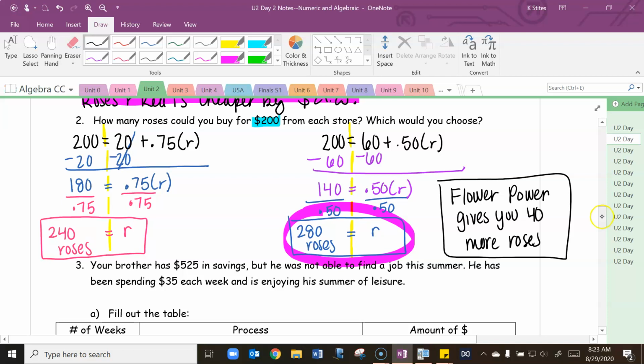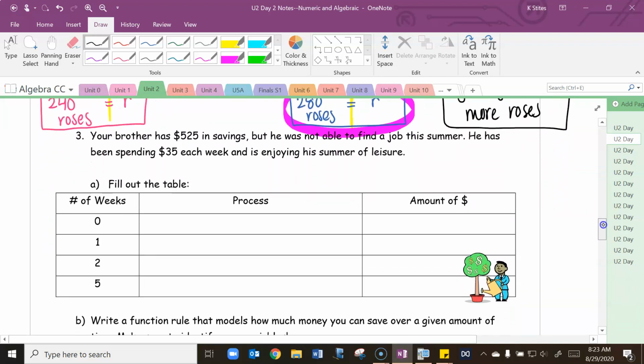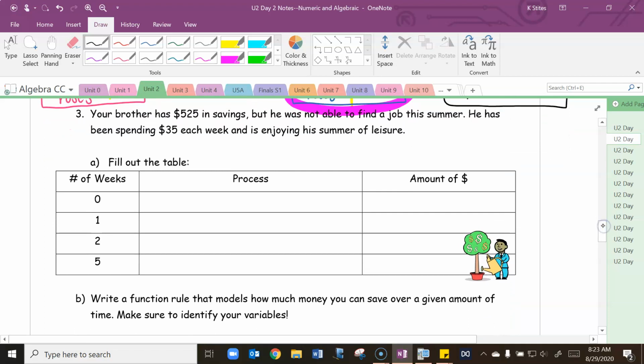All right, moving away from flowers, we have one more situation we're going to talk about, and that is some money. So your brother has $525 in savings, but he was not able to find a job this summer. He has been spending $35 each week and is enjoying his summer of leisure. All right, that spending is important because what does that mean is happening to his money? Okay, it means he's losing it.